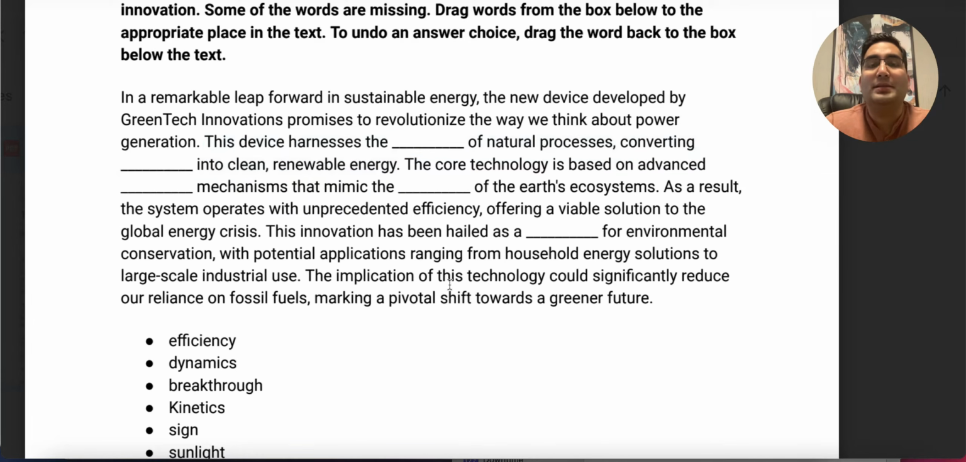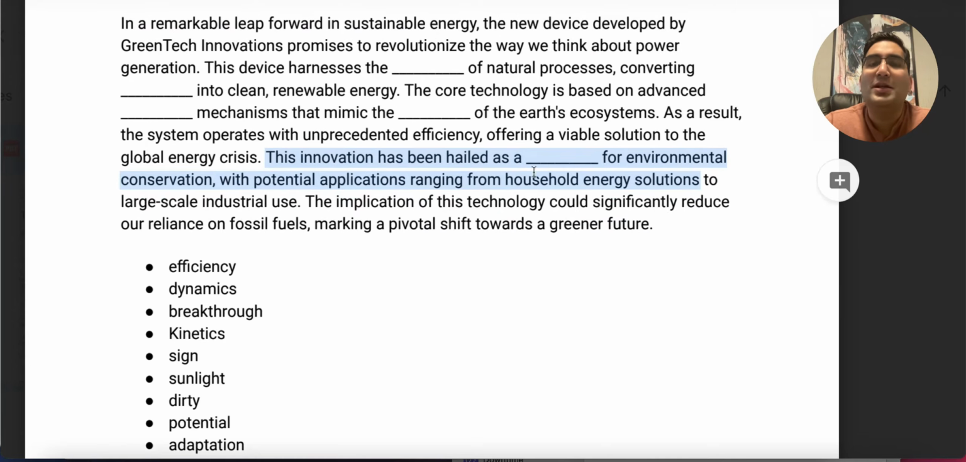Now, the next thing is you want to predict the answer, okay? This question, I have done this test before, and this was the question where I predicted what an answer could have gone here, and that was exactly the same word mentioned here. So have a look. Can you do it? Now, if you haven't done it already, I'm going to start with the answer. This part says the innovation has been hailed as a something for environmental conservation.